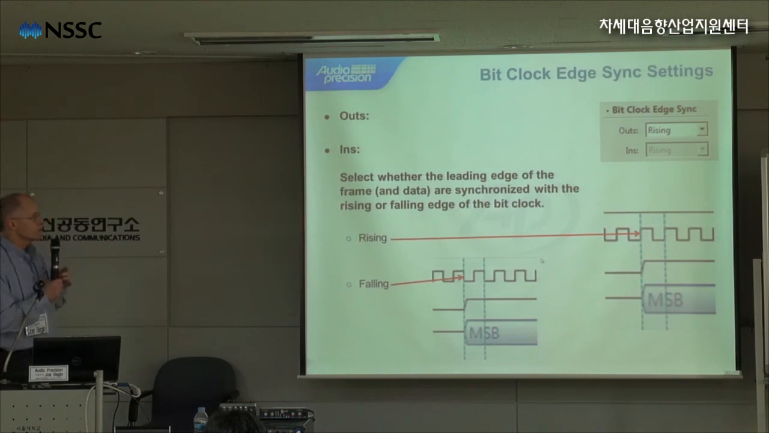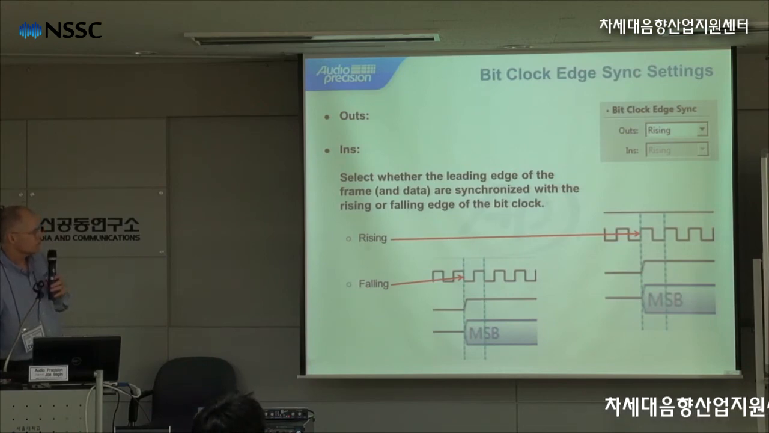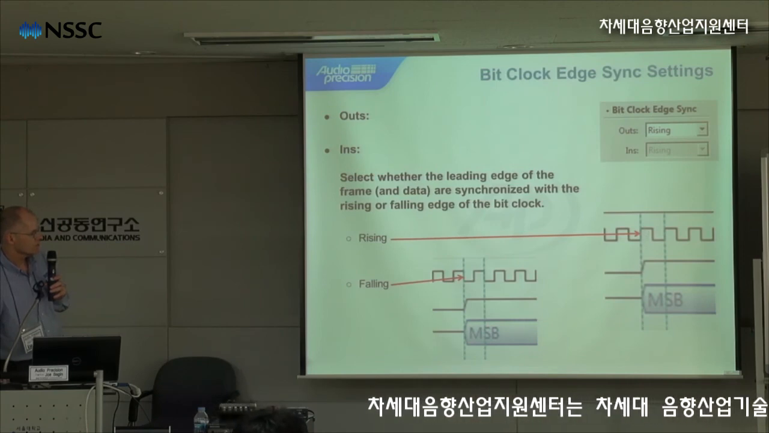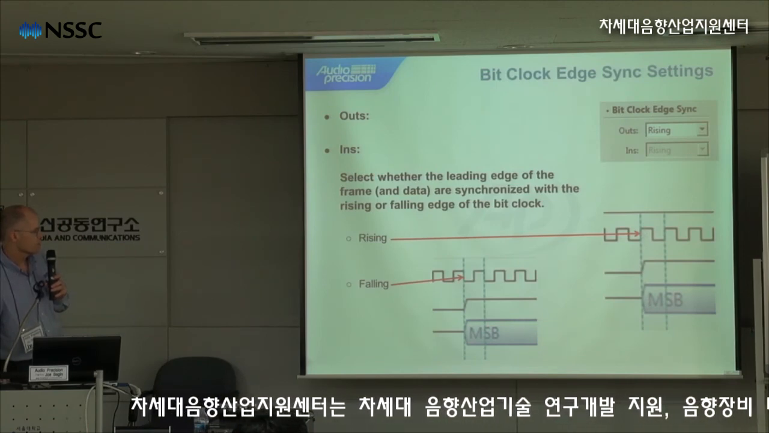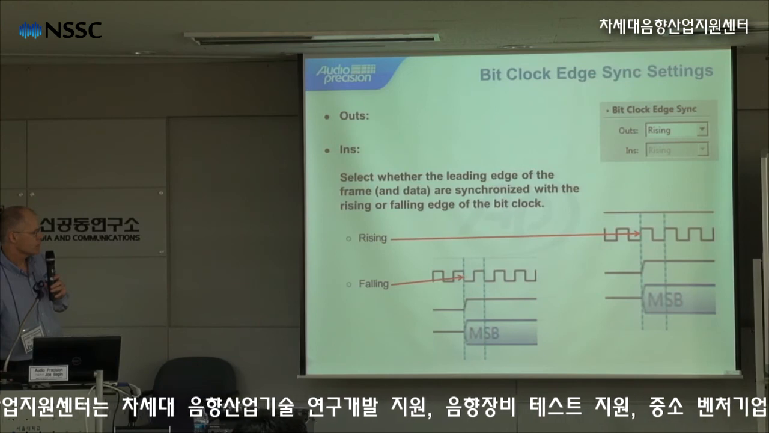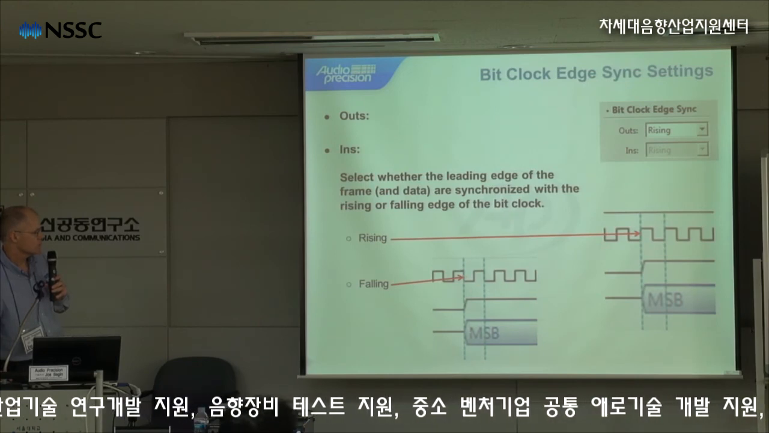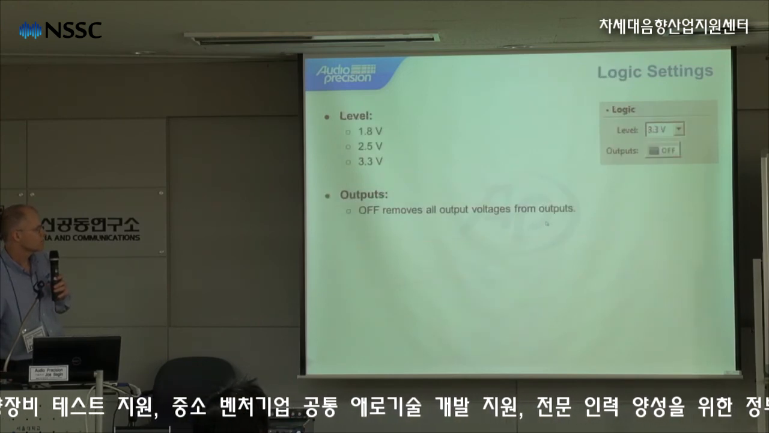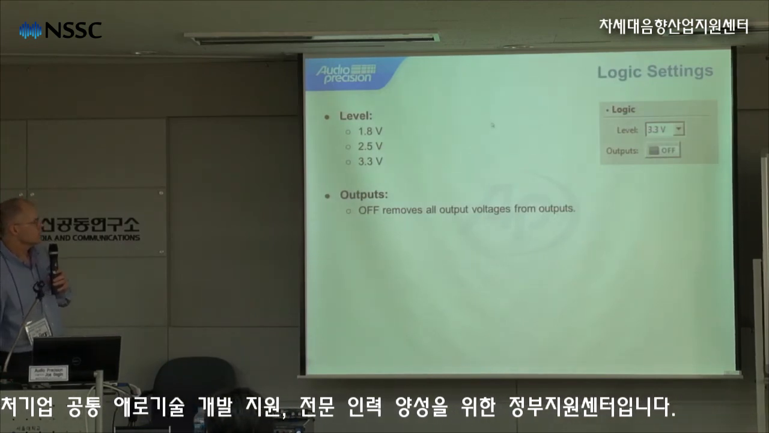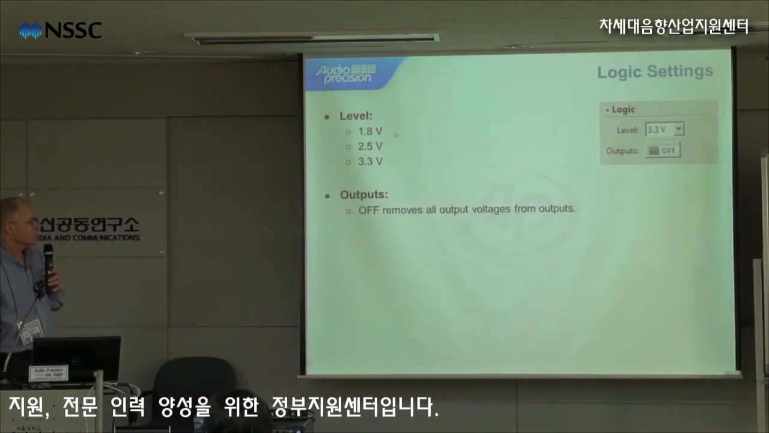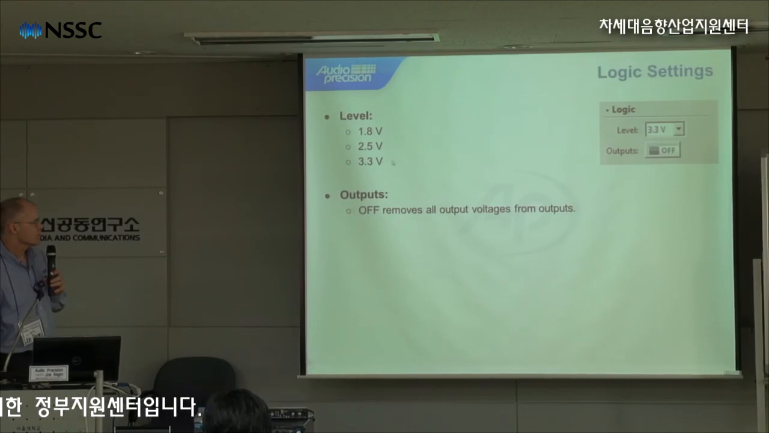In terms of the bit clock edge sync settings, there's outs and ins. And you can select whether the leading edge of the frame and data are synchronized with the rising or falling edge of the bit clock. So here we see the rising edge synced with the most significant bit, and here we have the falling edge in sync with the most significant bit. Then we have the logic settings, so the logic levels are 1.8 volt, 2.5 volt, and 3.3 volts.